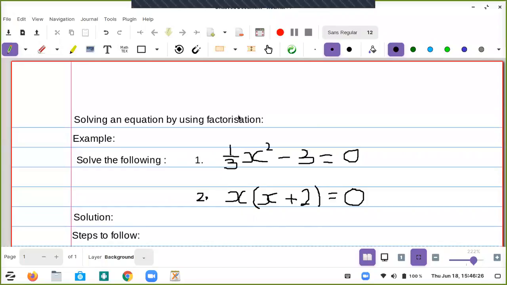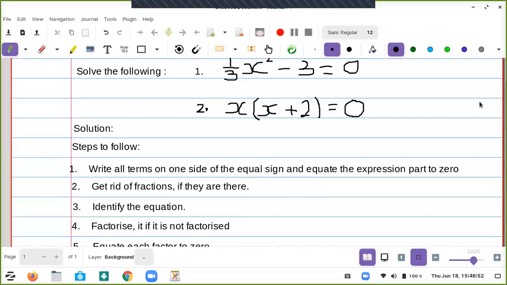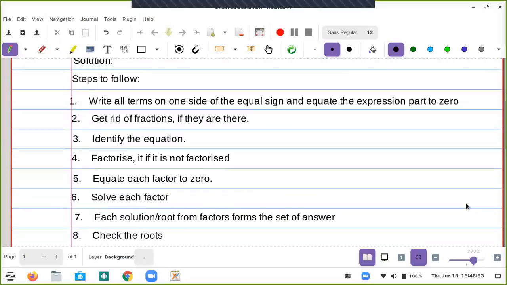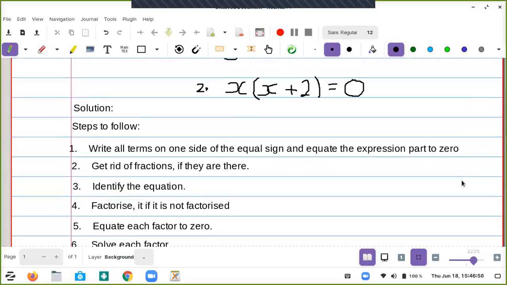Then number 2, it's x into x plus 2 is equal to 0. That's the second equation. So these are the two equations that we are going to make use of so that we try our level best to understand what happens whenever we are using factorization to solve an equation. Now, personally, whenever I'm solving an equation where factorization is needed, I follow certain steps, all right?